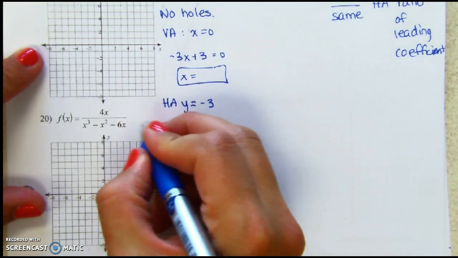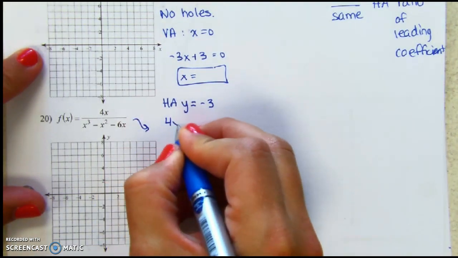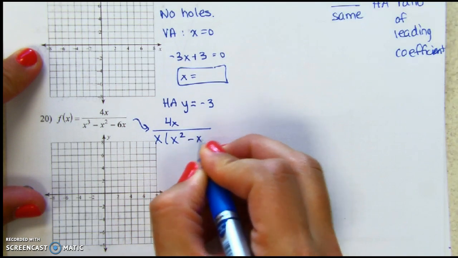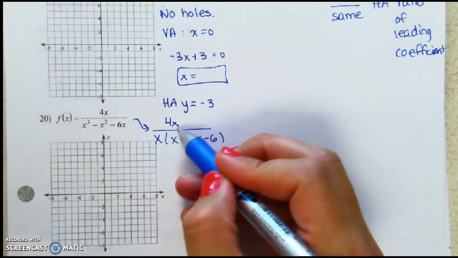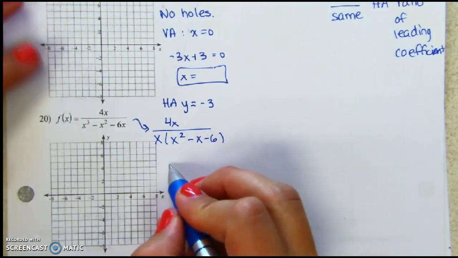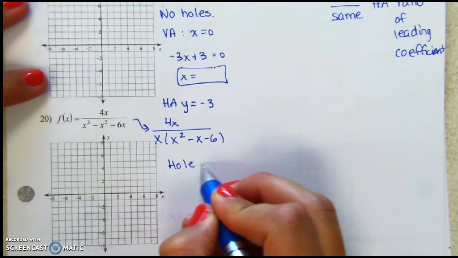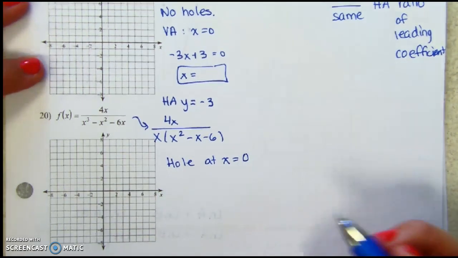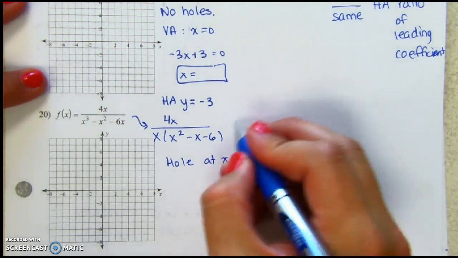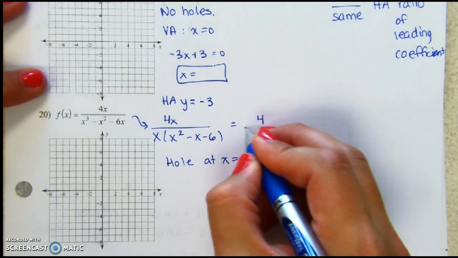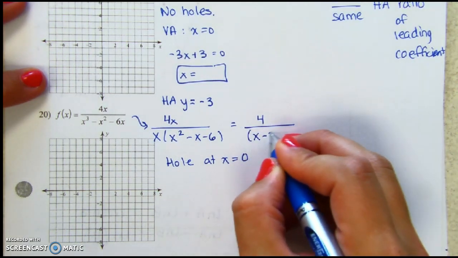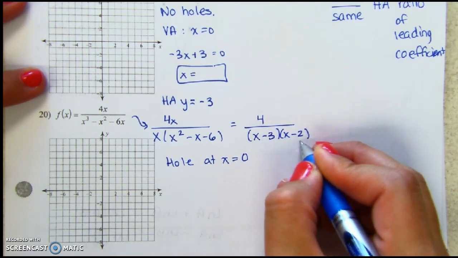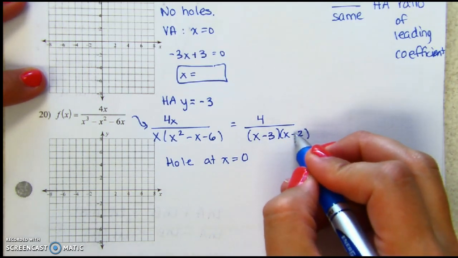factor. How do you factor? I feel like I have to do all of these to explain it all. Factor. Okay. Do you agree that this factor would cancel? Yes. So if that factor cancels, then that means you have a hole at x equals 0. But then we have to factor this denominator again.